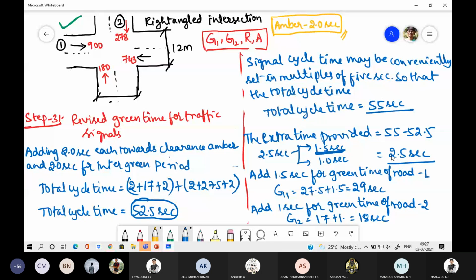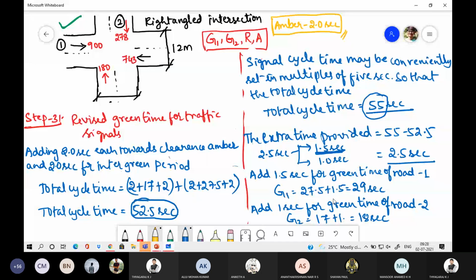Yes, sir. Why have we taken this? Because here it should be a multiple of 5. It should be a whole number with multiples of 5. So we have rounded it to 55 seconds. The extra time, whatever we get, will be apportioned between the green time of road 1 and the green time of road 2. This completes step 3.